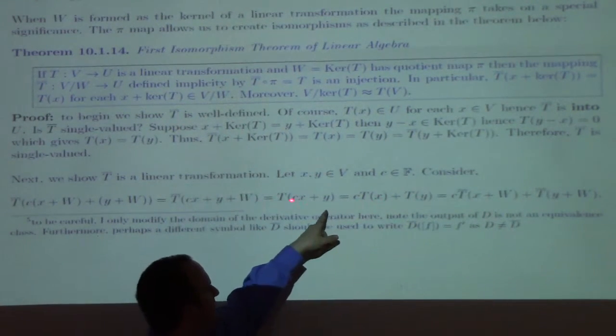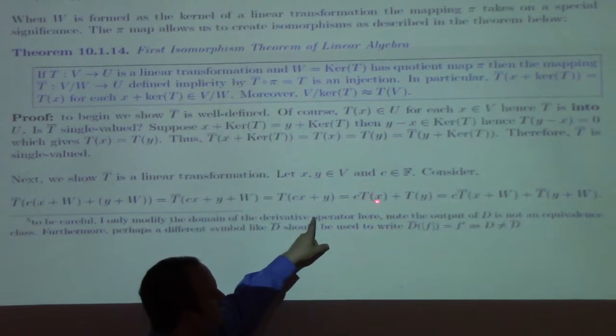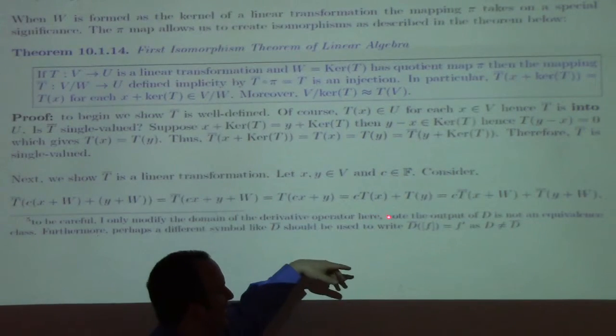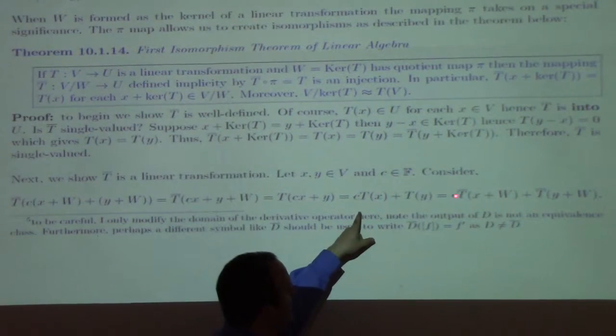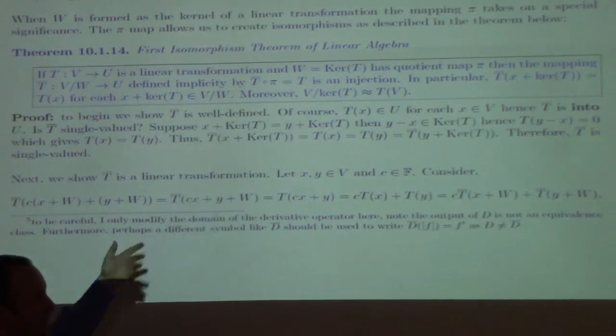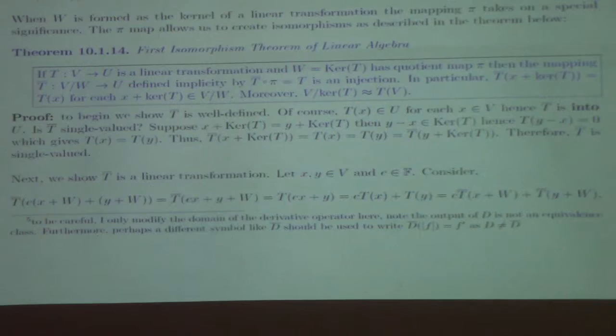Then I use linearity of T to pull out the c and break up the sum, all right? And then I just go back, because that is exactly c times T bar of x plus w plus T bar of y plus w. And there you have it. That holds for arbitrary cosets and constants. Consequently, we have that T bar is in fact a linear map on the quotient space, all right? What's next? We need to show it's injective, right? That's the claim, that this T bar mapping is injective.